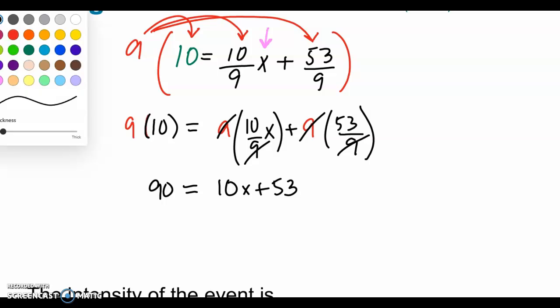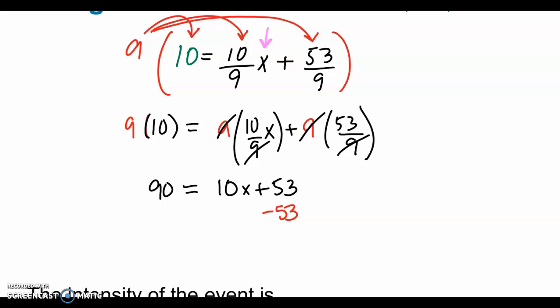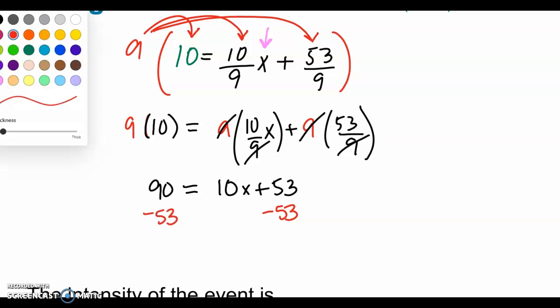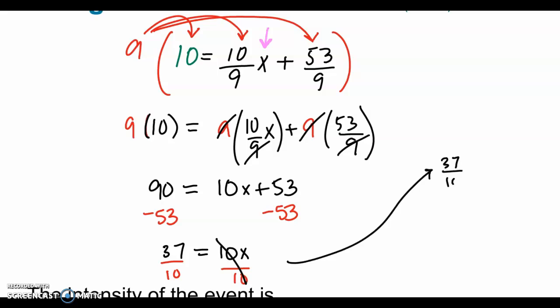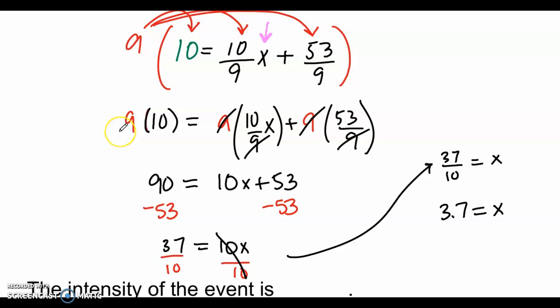And now this is going to make it a lot easier because now I'm going to subtract 53 from both sides. So subtracting an integer as opposed to fractions. 90 minus 53 is going to leave me with 37 is equal to x. So either I'm going to say 37 if MyLab Math wants it in fraction form, or I'm going to put it in decimal form. So the intensity of this event would be 37.